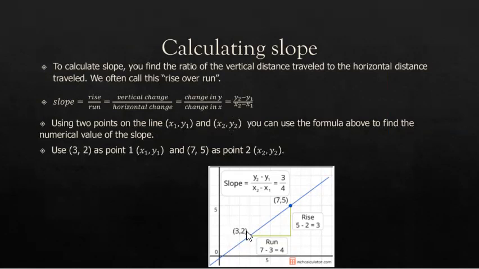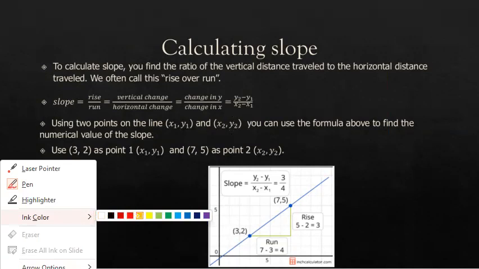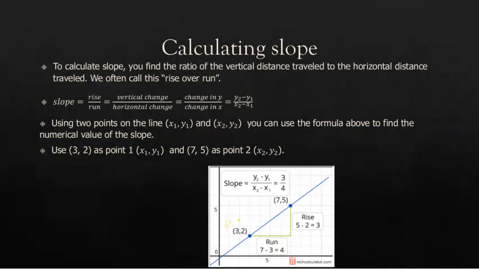I'm going to use on my graph 3, 2 as my point 1. So this is going to be my point 1, and this is going to be my point 2. So 3, 2 is going to end up being my x1, y1. And 7, 5 is going to be my x2, y2. Now I'm going to use that slope formula of y2 minus y1 over x2 minus x1.